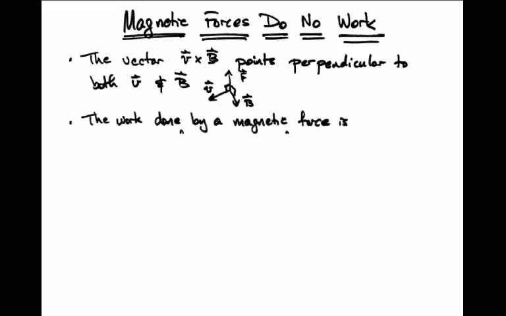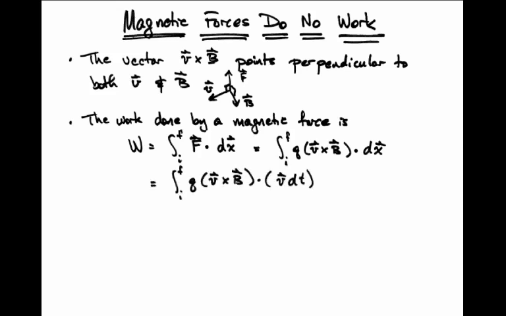The work done by a force is defined as the integral of force dotted into displacement. So it's the dot product of F dotted into a displacement vector delta x. If we insert the magnetic force in particular, that is qv cross B, it must be dotted into delta x. We can write delta x as a velocity times delta t. In other words, the distance traveled in a short amount of time is v times delta t, and that equals dx.